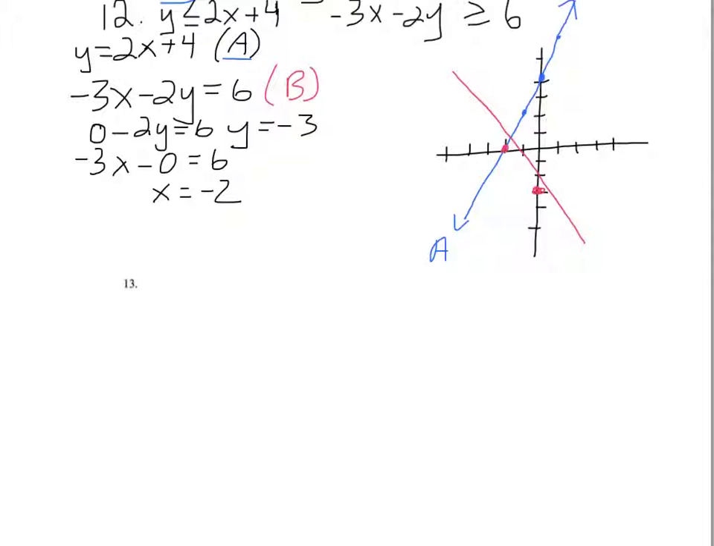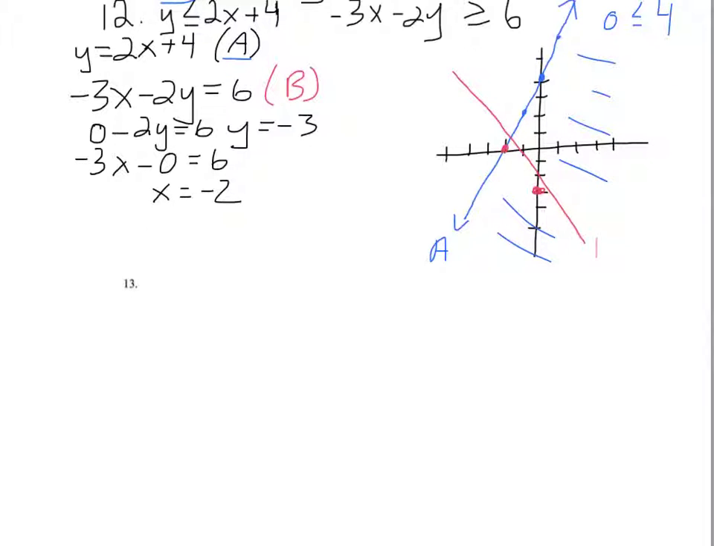I then have to shade the two graphs. Let's look at A first. A was y is less than or equal to 2x plus 4. Plug in 0, 0. So I get 0 is less than or equal to 4. Is that true? It is. So I'm shading this side of A.